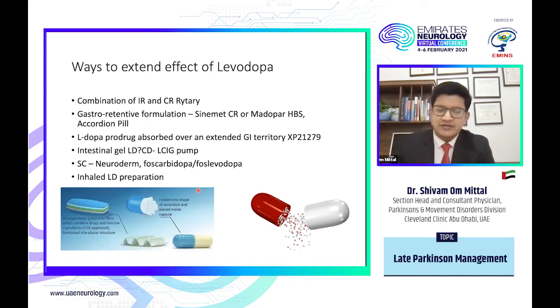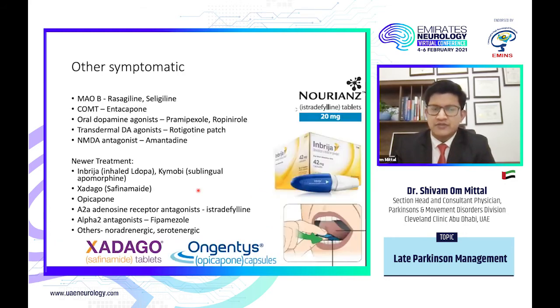And then there is a subcutaneous levodopa carbidopa coming in future. And we also have the inhaled levodopa, which is called Inbrija. And we have a longer acting COMT inhibitor, which is called opicapone or Ongentys. We have a newer MAO-B inhibitor, with extra glutamatergic action, which is Xadago or safinamide. There's a sublingual apomorphine, which is coming into action soon. And there are many medications which are coming on the way.